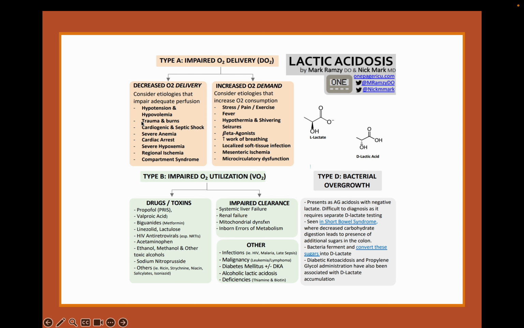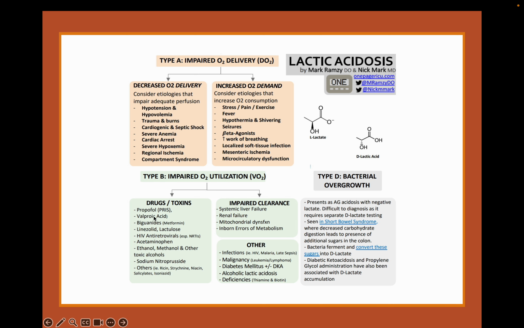There is a demand mismatch. So there is a decreased supply per se or increased demand per se. These are all due to impaired oxygen delivery. So whether we are not able to provide proper oxygen, or the patient is requiring a higher amount of oxygen, these are all type A lactic acidosis.